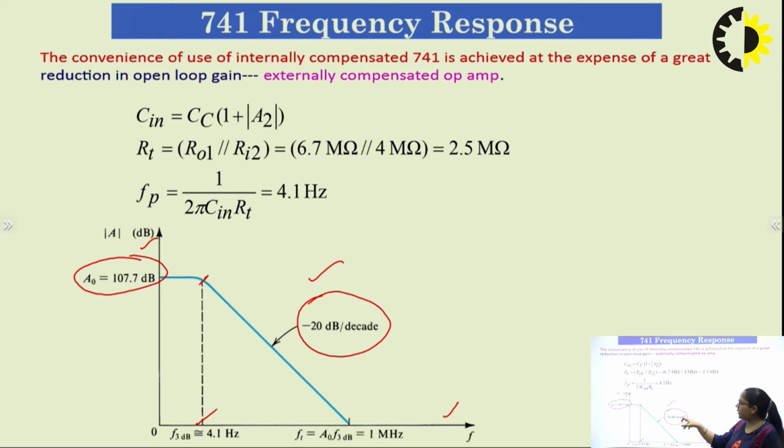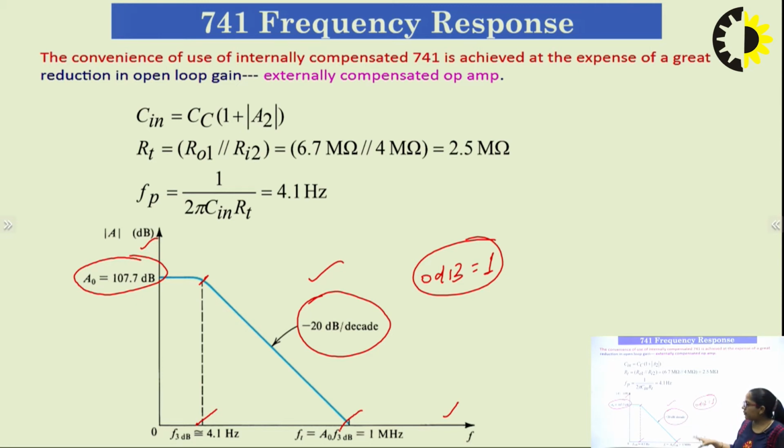That means, for every 10 times change in frequency, we will observe a decrement of 20 dB in the gain from the maximum value. Then, this value will decrease up to 0 dB. 0 dB means a gain of 1. So, there comes a point when gain becomes exactly 0 dB or 1. That means we will not get any gain after that particular value. That value of frequency at which we are getting gain 0 dB is called the unity gain bandwidth. What is unity gain bandwidth? The frequency at which gain becomes 0 dB or unity.